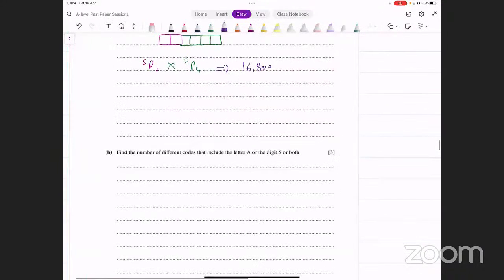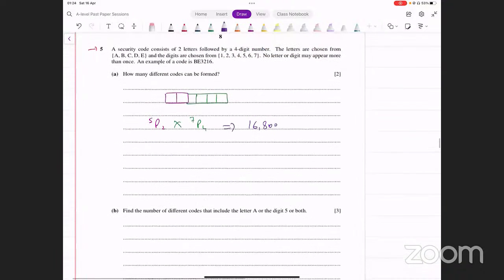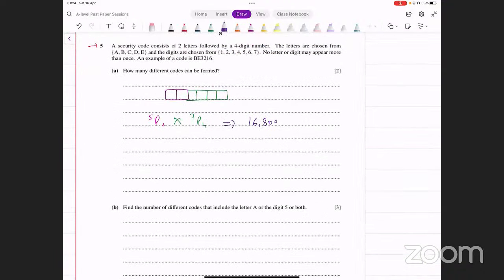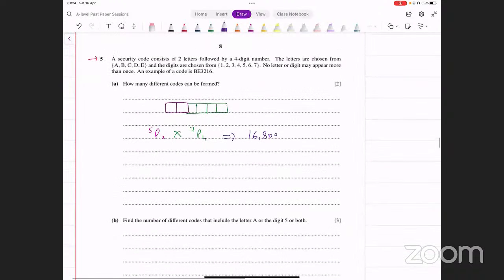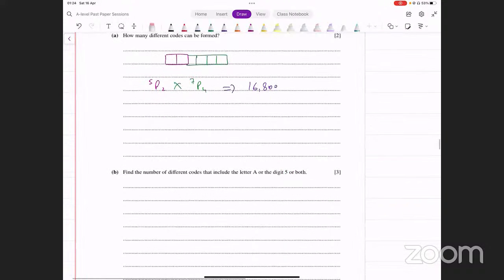Now, the next part says, find the number of different codes that include the letter A or the digit 5 or both. Okay. So we need either letter A or digit 5 or both. 3 cases आपके पास बन गए. क्या cases बने? A हो और 5 हो, दोनों हो. एक केस आपके पास हो गया. A हो 5 नहीं हो, so A and 5 dash. एक और केस क्या हो गया? A नहीं हो और 5 हो. ये 3 cases आपको चाहिए.